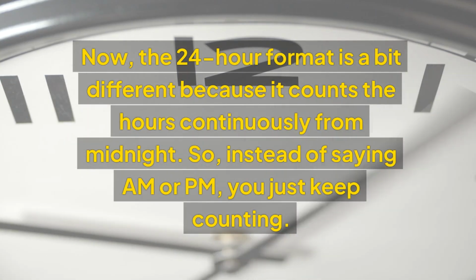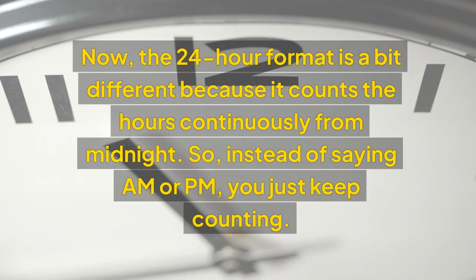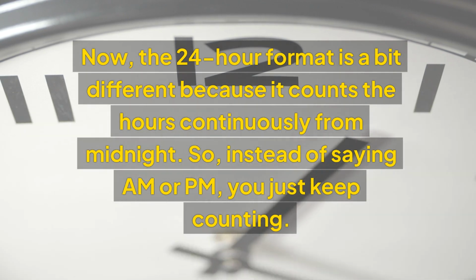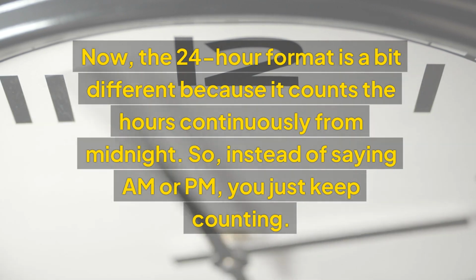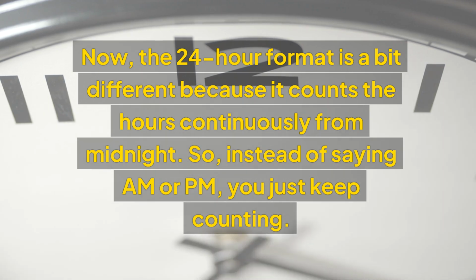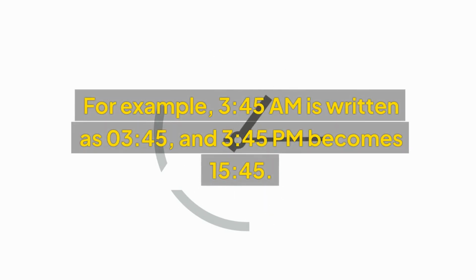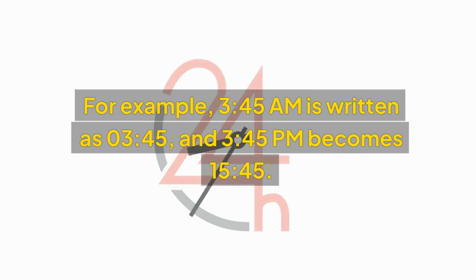Now, the 24-hour format is a bit different because it counts the hours continuously from midnight. So, instead of saying AM or PM, you just keep counting. For example, 3:45 AM is written as 3:45, and 3:45 PM becomes 15:45.